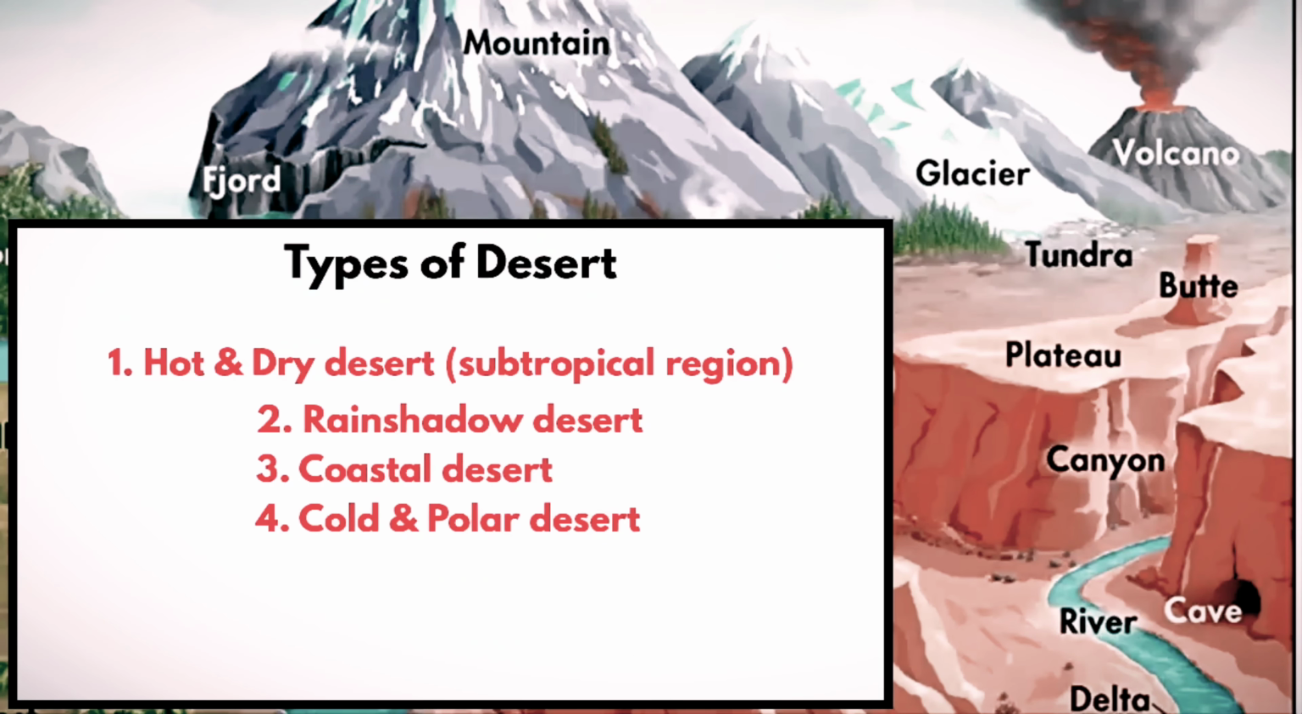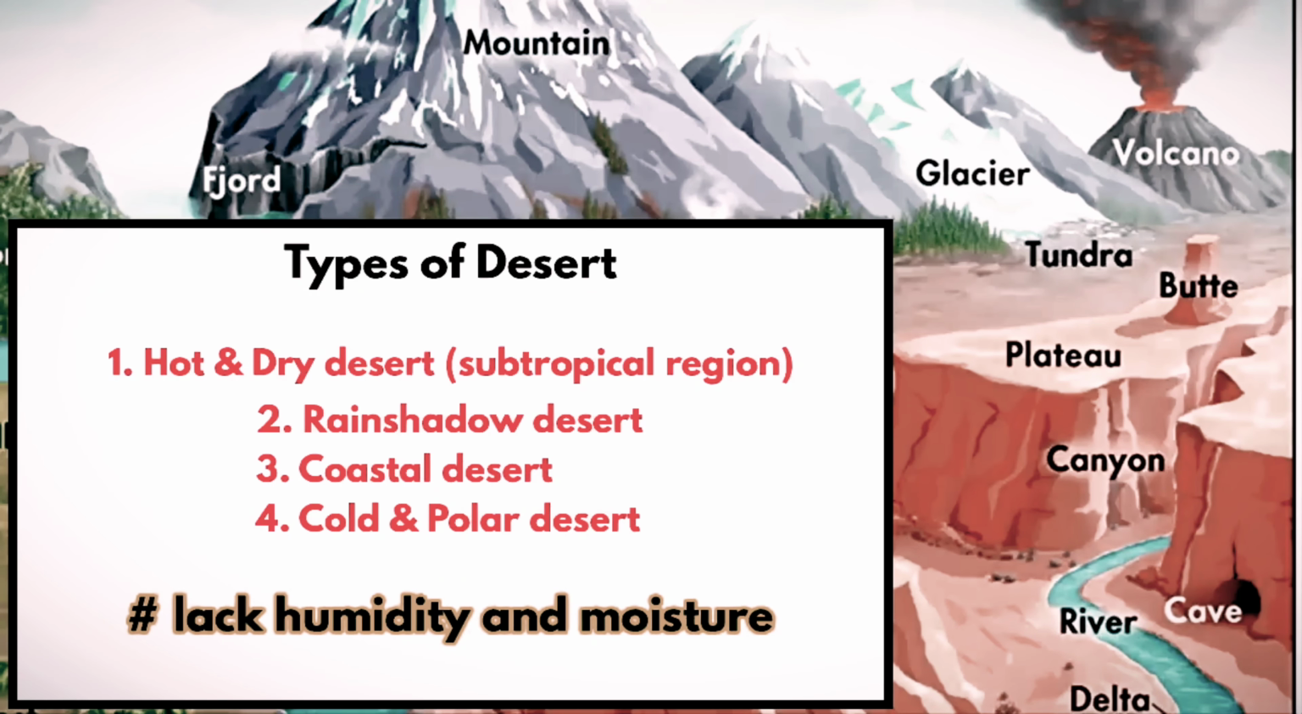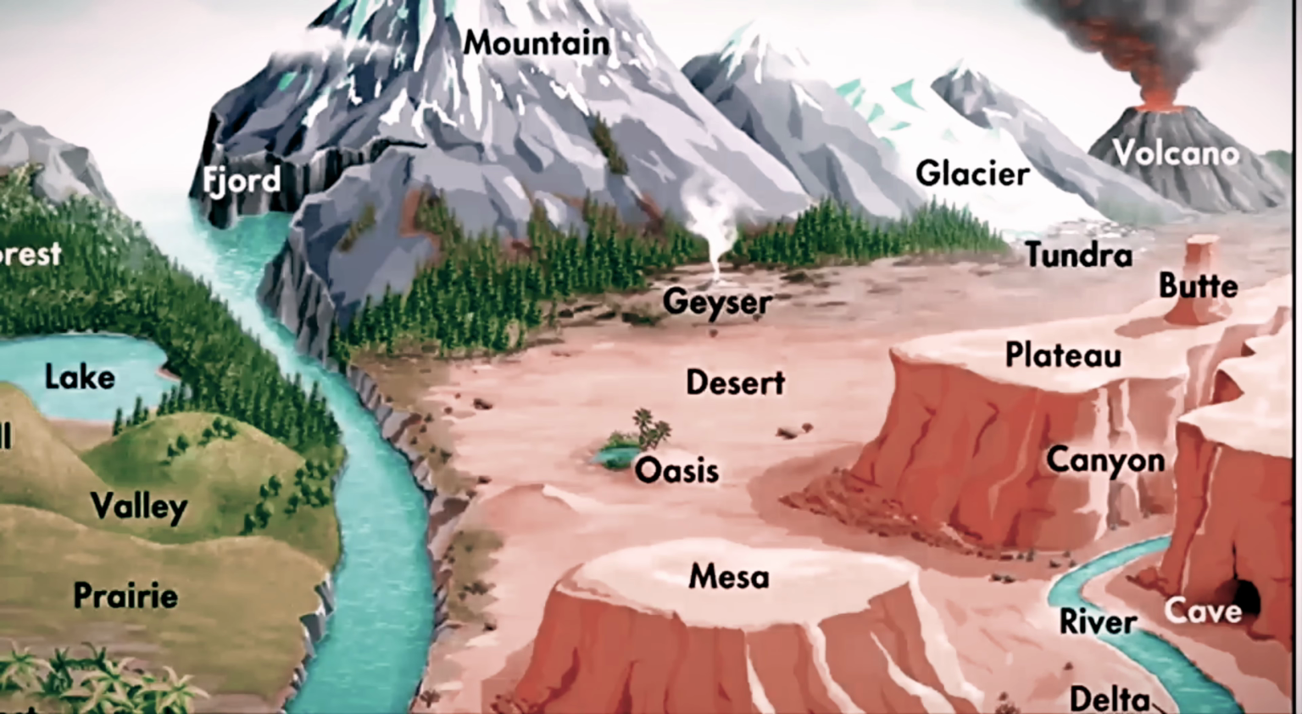So the important point that you have to remember is that all these different types of deserts have one thing in common. They lack humidity and moisture. When there is less humidity or moisture, that's when there is a shortage of rain. And deserts are areas that receive very little precipitation. Now that you know what a desert is, in a desert you will also find oases.